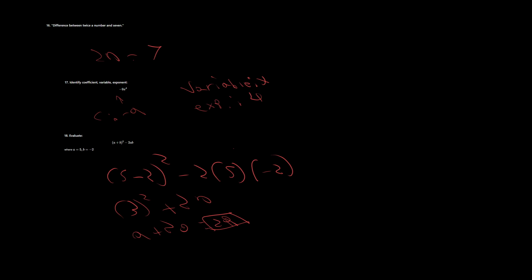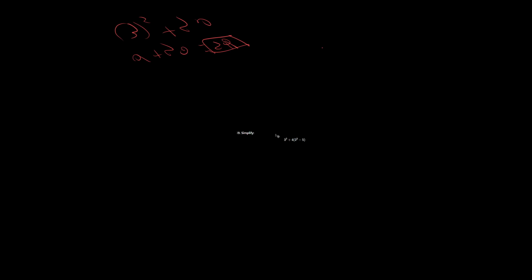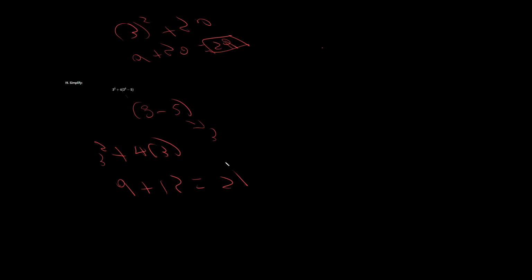Okay, simplify this. We do parentheses first. So in this parentheses, we're going to have 2 cubed, which is 2 times 2 times 2, which is 8, minus 5, which gives us 3. So we have 3 squared plus 4 times 3. We do the exponent first. 3 squared is 9, plus 4 times 3. We do multiplication next. We get 12. That lastly gives us 21.